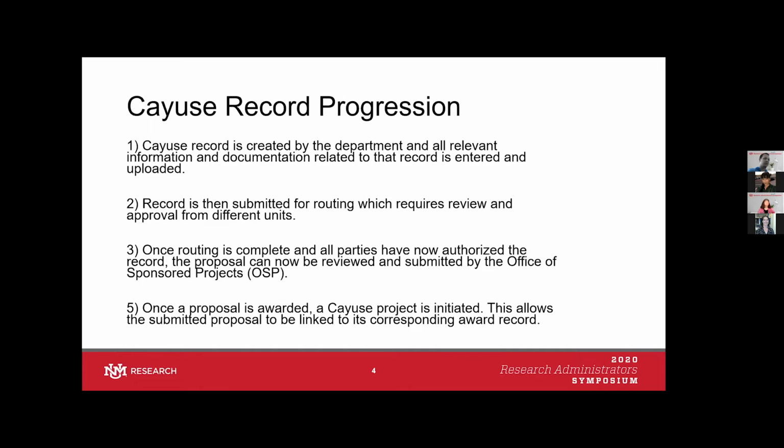Once it's approved in routing, that's when it hits the Office of Sponsor Projects, and we'll be reviewing it and can submit it. If it ends up being selected for funding, that's when it gets tied to a Cayuse project, and the award will be linked to it.